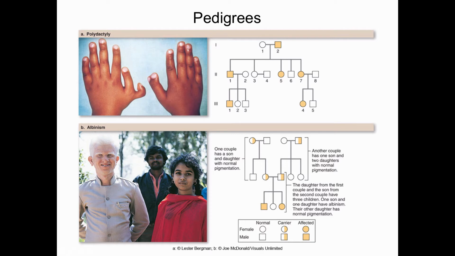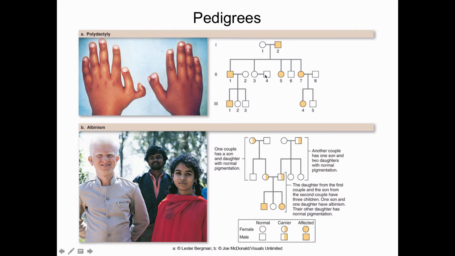When the circle or square is shaded in, like you see up here on number 2, this male right here, that means that they are affected with the disorder. In this case, the disorder is polydactyly. So the male has polydactyly, and when we look at their 5 children, 3 of them are affected: one of the males, number 1, and numbers 5 and 7, who are females, all have polydactyly. Number 1, this male with polydactyly, reproduced with this female, and they had 3 children, and one of their 3 children, a male, has polydactyly.